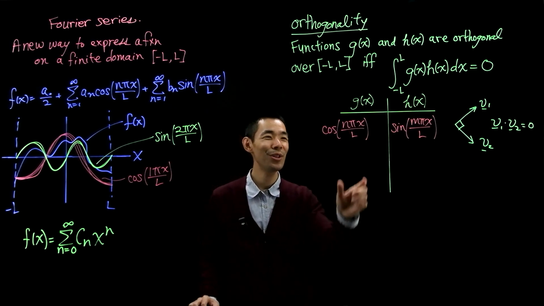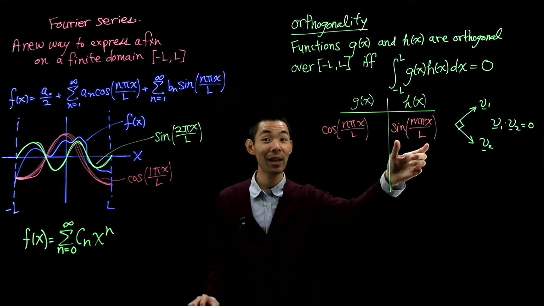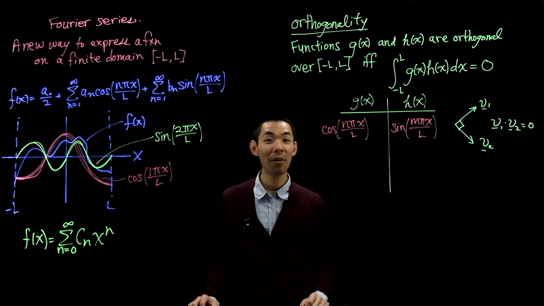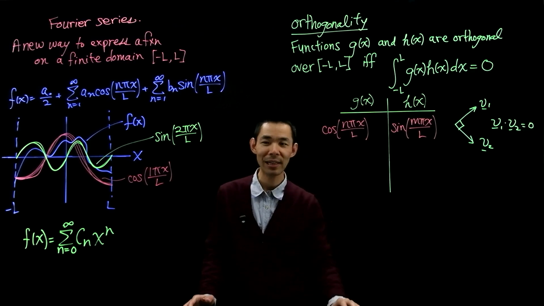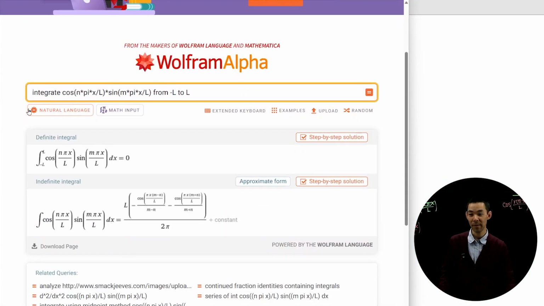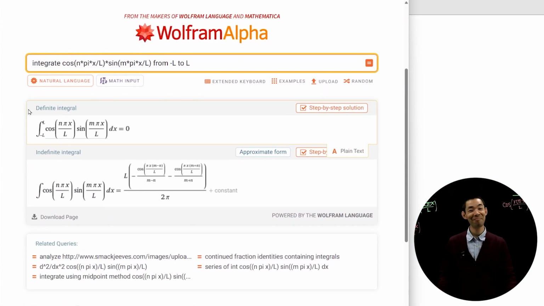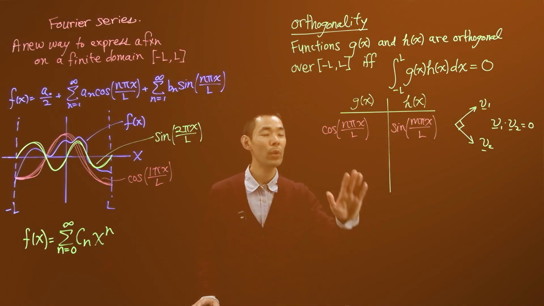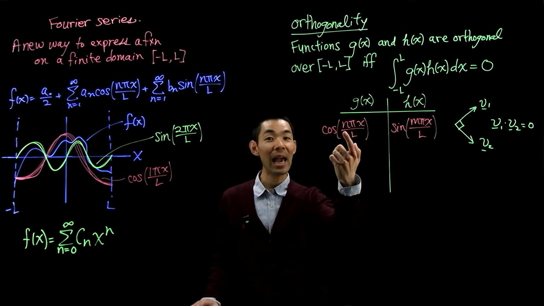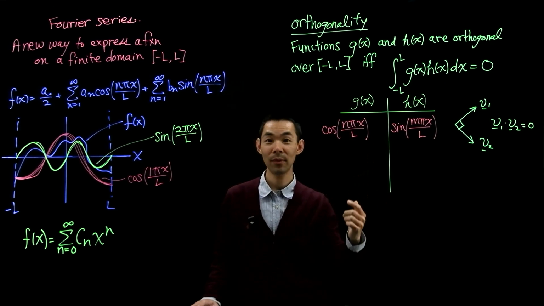Now, it turns out that when you multiply cosine and sine together and integrate from negative L to L, a very interesting thing happens. So let's take a look. Interestingly, when you take the integral of cosine n pi x over L, multiply it with sine m pi x over L, integrate it from negative L to L, you always get 0, regardless of the value of n or m. You always get 0.